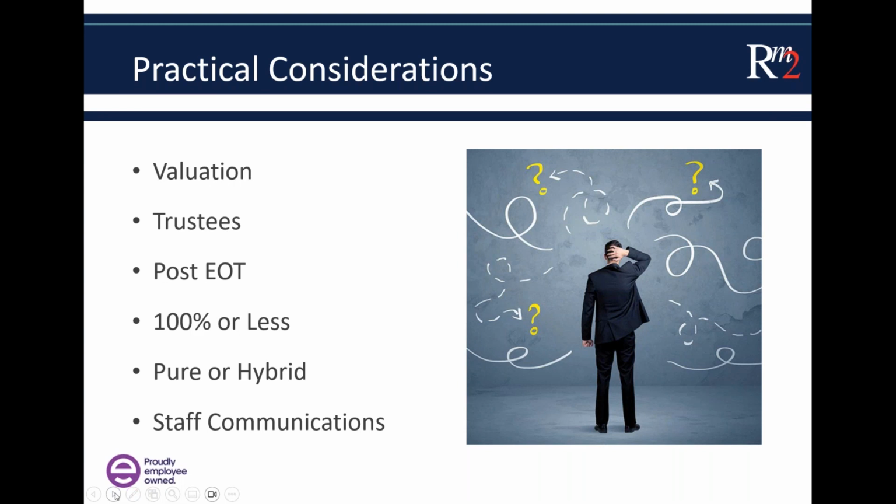Pure and hybrid means if you're going to sell 100% of your shares to a trust, is anyone else at a later stage going to own any of those shares? So the pure model for EOT is 100% owned by the trust. Hybrid is that somebody else owns shares. And staff communication, it's obviously something which shouldn't be forgotten, and there are good ways and bad ways of talking to your staff about the transaction which has happened.